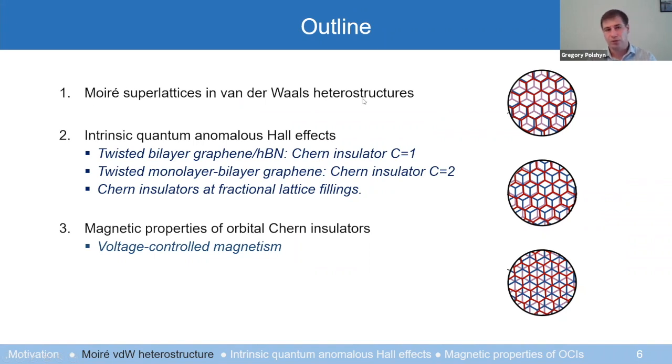Okay, so after a short introduction, I'll talk about two such Chernburger structures which host intrinsic quantum anomalous Hall effects. This is twisted bilayer graphene aligned to HBN, which hosts Chern insulating states with Chern number 1, and twisted monolayer-bilayer graphene, which hosts Chern insulating states with Chern number 2. And then I'll also talk about some more exotic Chern insulating states which emerge at fractional lattice fillings. And in the last part of my talk, I'll discuss some curious magnetic properties of orbital Chern insulators.